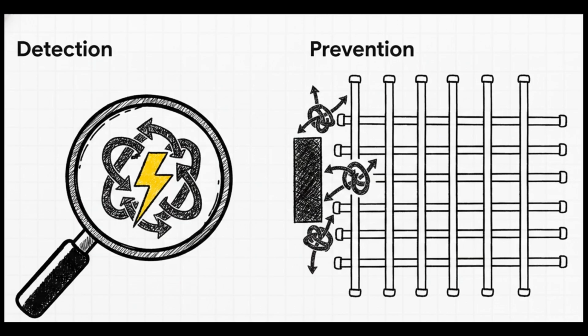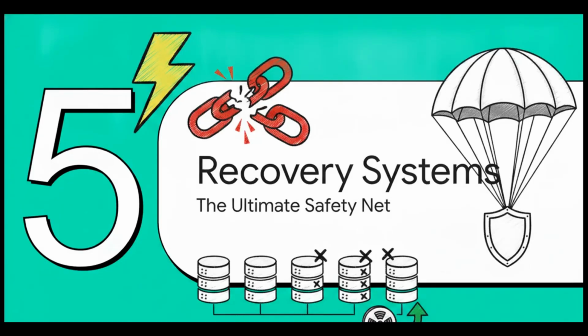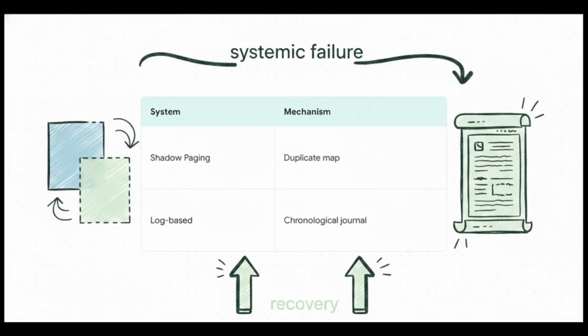Finally, Section 5, Database Recovery Systems. Time to explore what happens when the protocols fail, the power cuts out, and we absolutely need an ultimate safety net. Because let's face it, even with perfect concurrency control, systemic failures happen, and that's when we apply powerful recovery concepts to save the day.